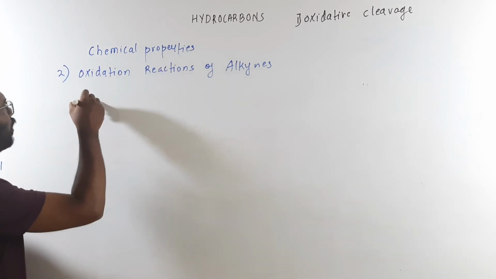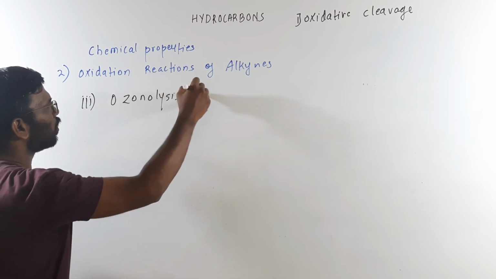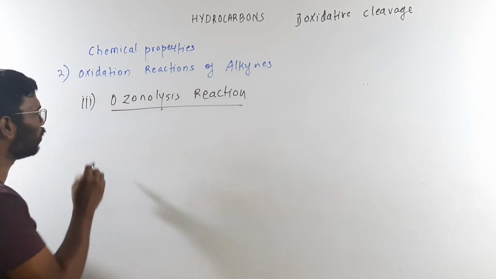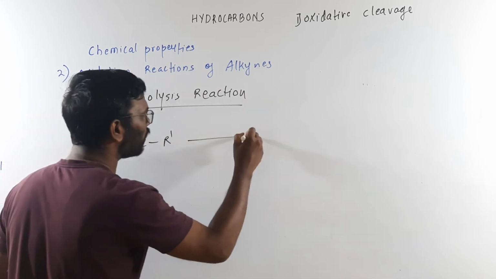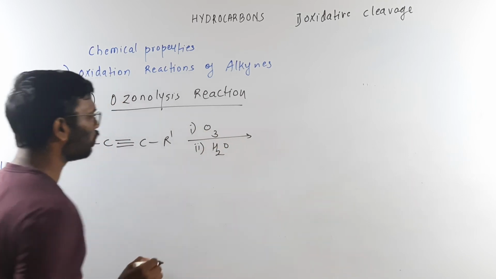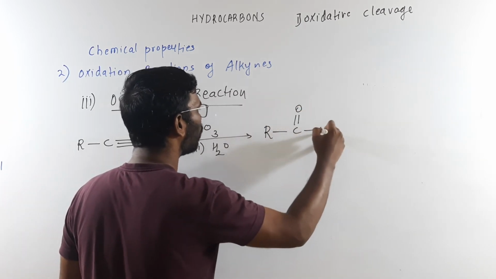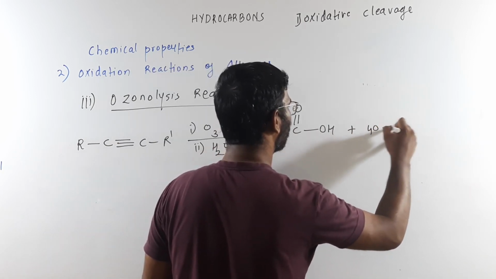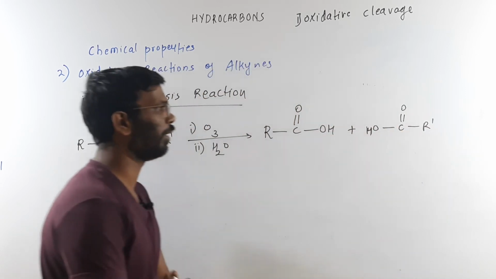Next, the third is the ozonolysis reaction. It is an oxidation. We are oxidizing the alkyne using ozone: R, C triple bond, R dash, in the presence of ozone, then water. I will directly write the product: R COOH, and the other is R dash, C double bond O, OH. Means you are getting a carboxylic acid.